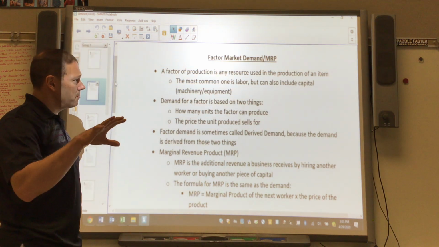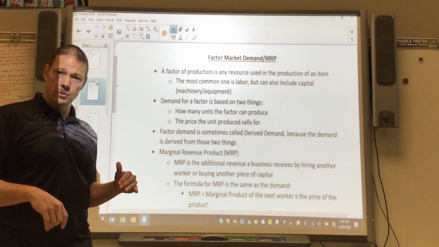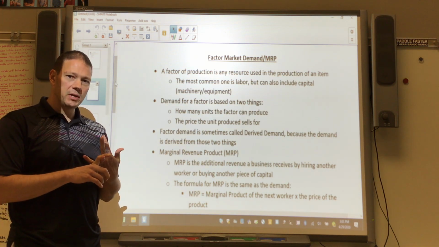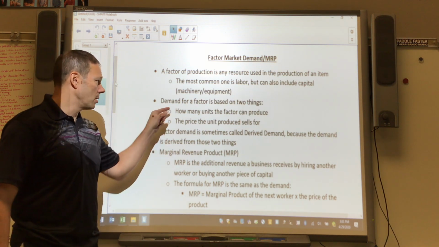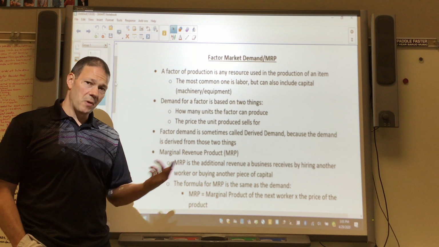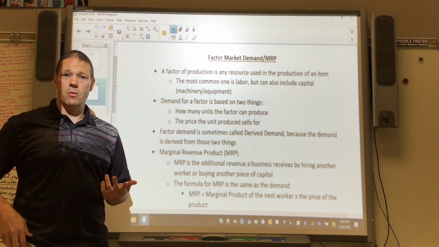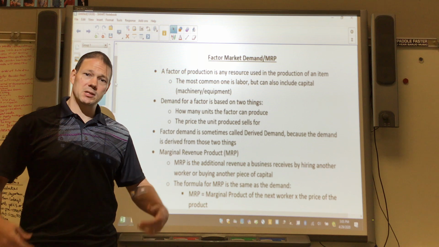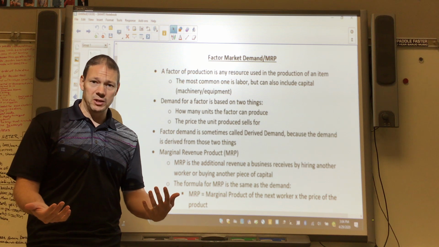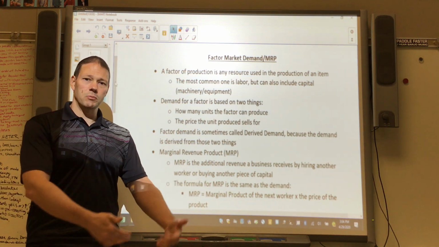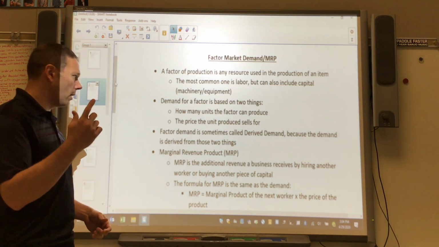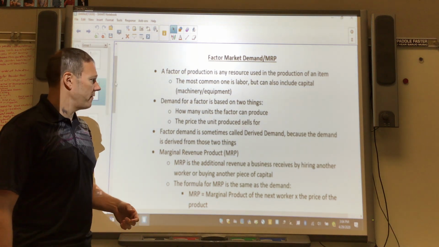So, demand for any kind of factor is going to be based on two things. In other words, how valuable is another worker to me or another piece of machinery or equipment? Number one, how many units the factor can produce. If I'm hiring you to be a part of my, say, pizza restaurant, I'm going to ask the question, how many pizzas can you make for me? Based on how many pizzas you can make, that makes you either more or less valuable. If you can't make a lot of pizzas because you've never done it before, you're not as valuable to me as a worker who has a lot of experience in making pizzas and can make a lot of them. So that's the first thing: how many units the factor can produce.